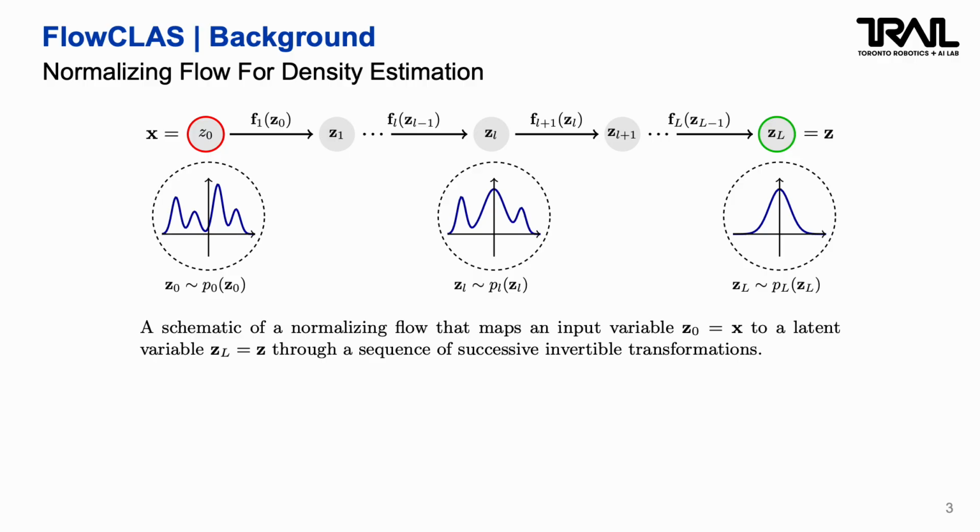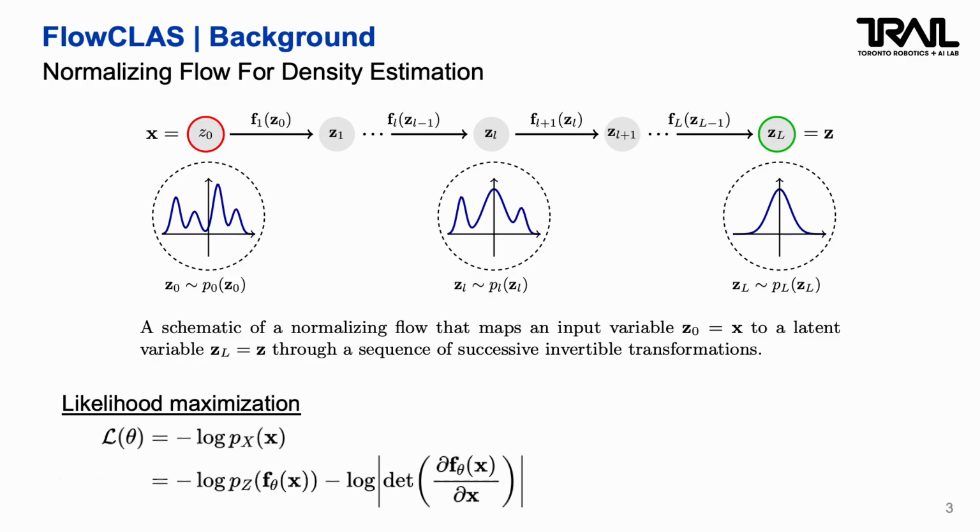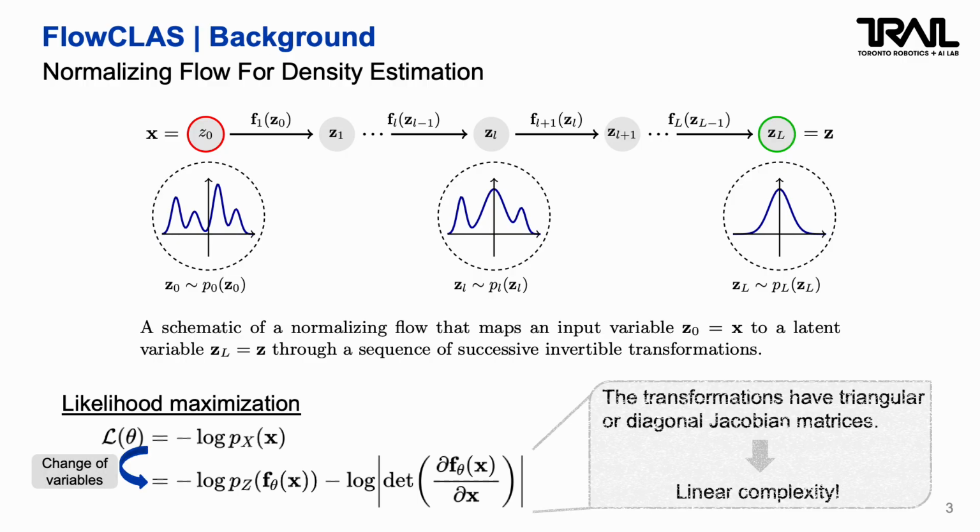Normalizing flows are a sequence of invertible mappings that transform a complex data distribution into a simple tractable base distribution, such as the multivariate Gaussian. Through the change of variables formula, it is able to compute the exact likelihood of an input with linear time complexity.